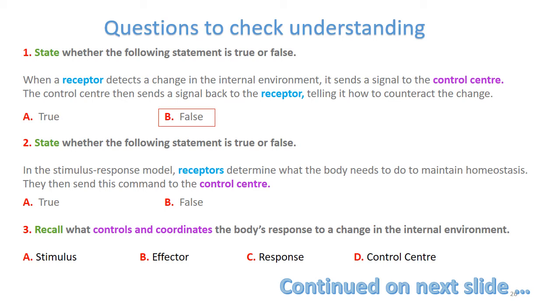Question 2. State whether the following statement is true or false. In the stimulus response model, receptors determine what the body needs to do to maintain homeostasis. They then send this command to the control centre. The answer is false, because it's not the receptors that determine what the body needs to do, it's the control centre that determines what the body needs to do to maintain homeostasis.